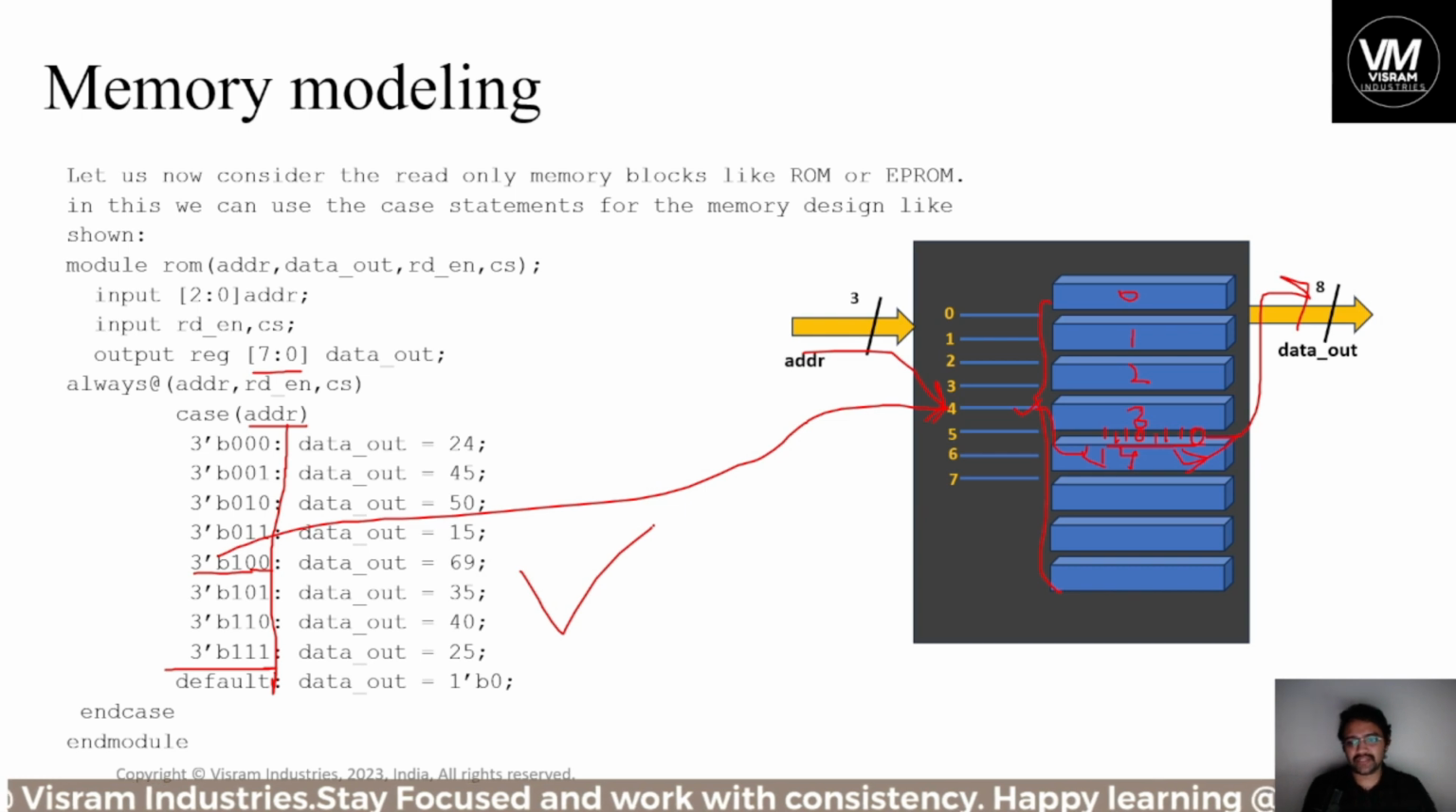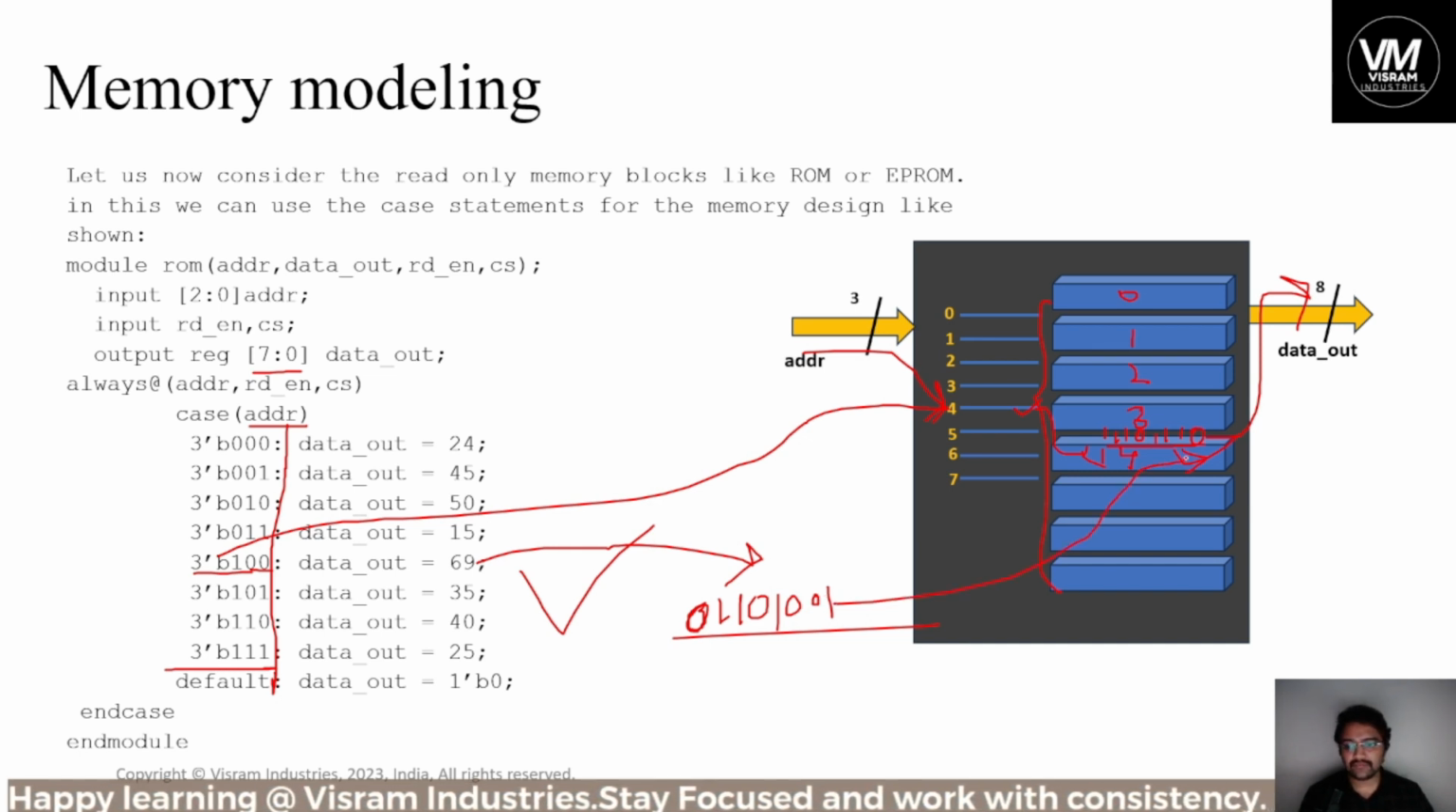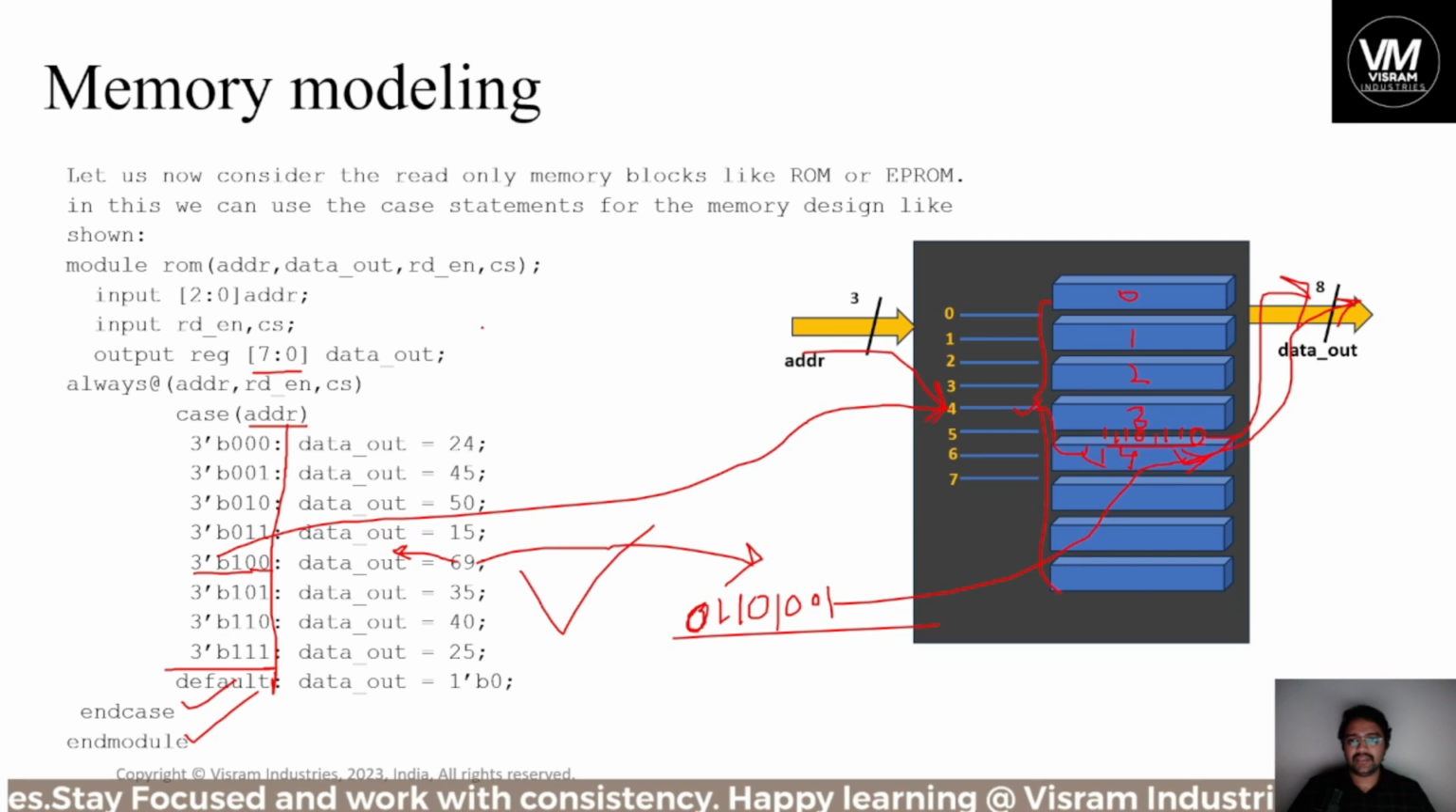That's our agenda. In this we have 69, so that can be represented in 8 bits like 0 1 1 0, and 9 can be represented with 1 0 0 1. Got it? And that data is in address number 4, and that data is sent through data out. That is what the meaning of data out is. AND case and AND module. Hence it is done. Thank you.